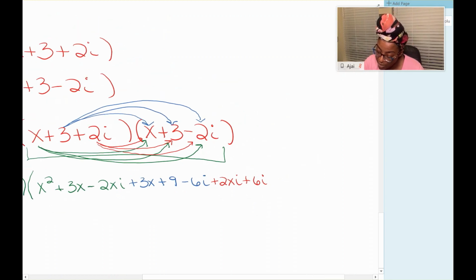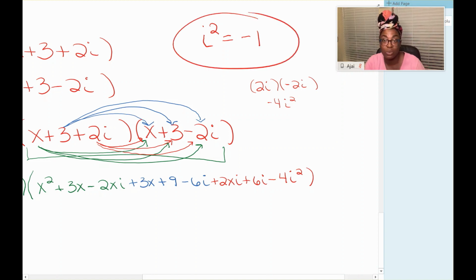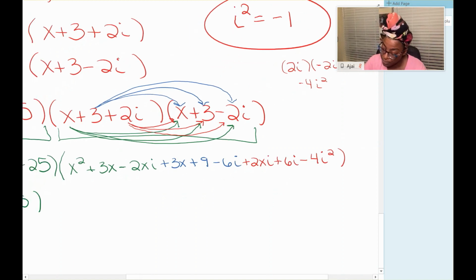Okay, so let's have our conversation. I have 2i times negative 2i. That's going to be negative 4, and then i times i is i squared. So negative 4i squared is what I got when I multiplied those two. And remember what i squared is equal to. Let's not forget that. i squared is equal to negative 1. And we'll come back to that in a minute.